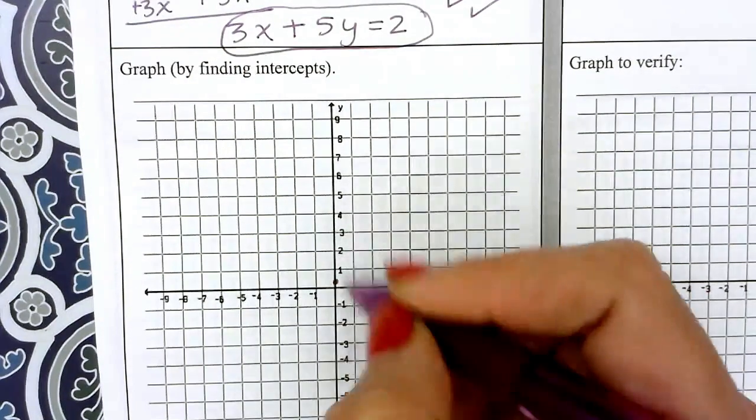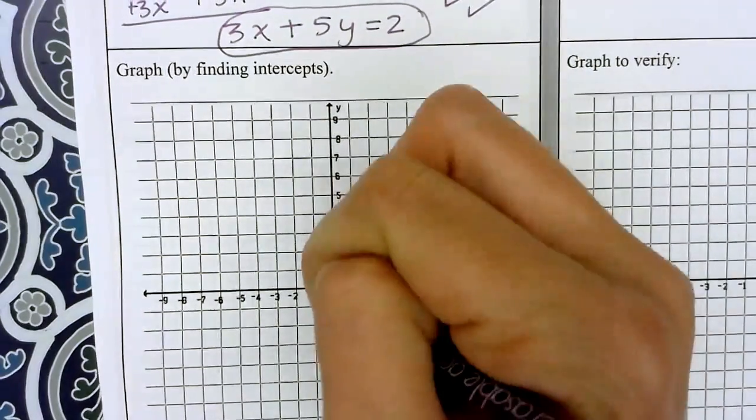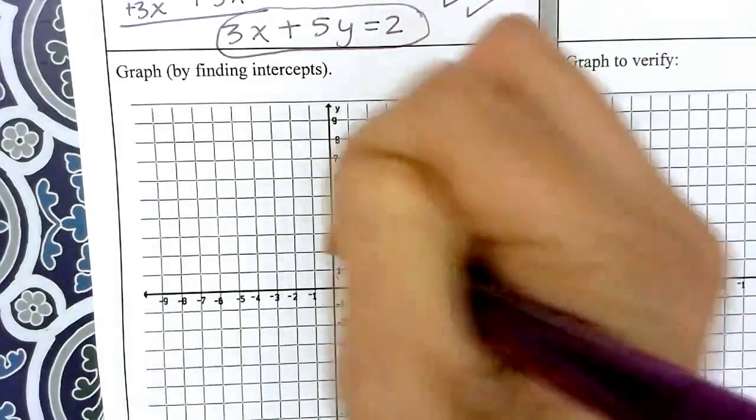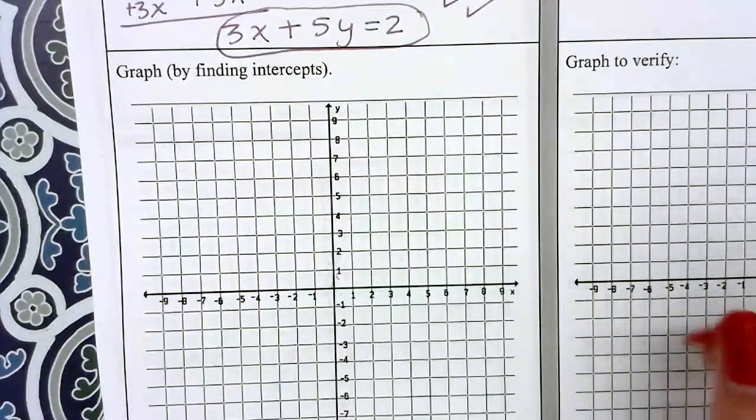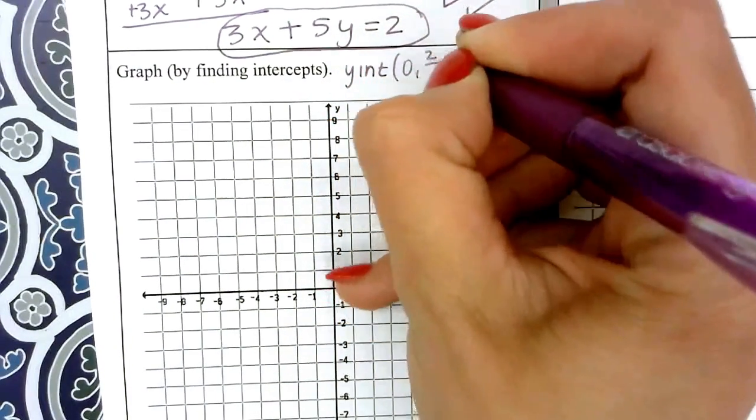Now, nobody says you have to leave these tick marks the way they are. Maybe you want to move 2/5 to somewhere else. Maybe you make each tick 1/5, 2/5, 3/5, 4/5, 5/5. You can do that. So let's deal with that in a second. So my y-intercept is 0, 2/5.